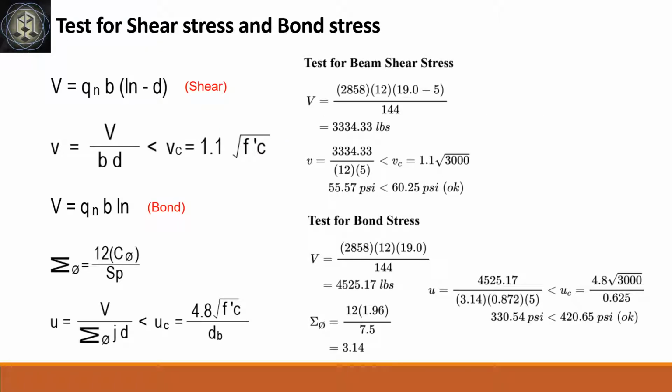The shear force is 3,334.33 pounds and shear stress is 55.57 psi, less than 60.25 psi. The bond force is 4,525.17 pounds and bond stress is 330.54 psi, less than 420.65 psi.